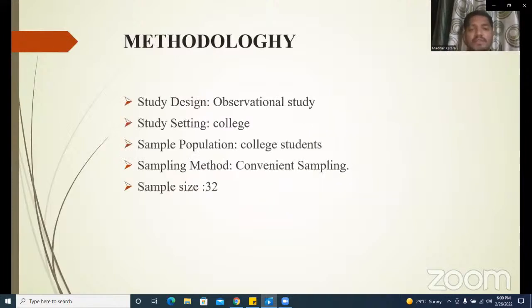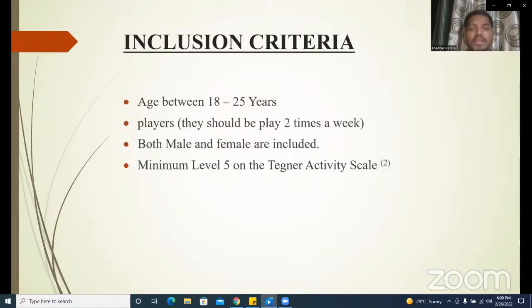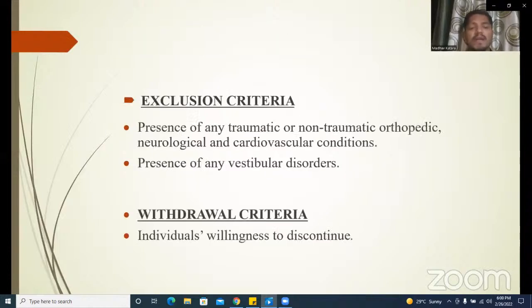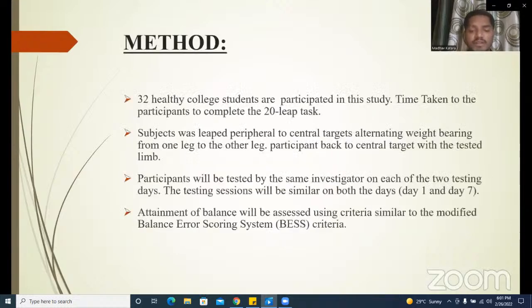Methodology. Study design: observational study. Study setting: college. Sample population: college students. Sampling method: convenience sampling. Sample size: 32. Inclusion criteria: age between 18 to 25 years, players who play 2 times a week, both male and female, minimum level 5 on the Tegner activity scale. Exclusion criteria: presence of any traumatic or non-traumatic orthopedic, neurological, or cardiovascular condition, or any vestibular disorder. Withdrawal criteria: individual unwillingness to continue.